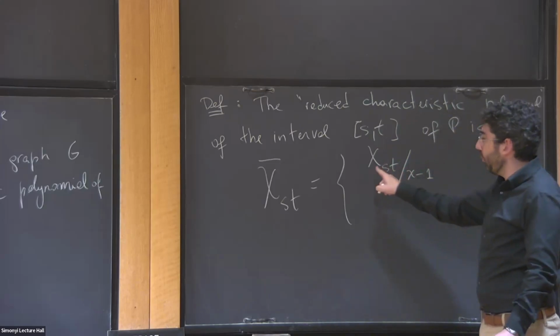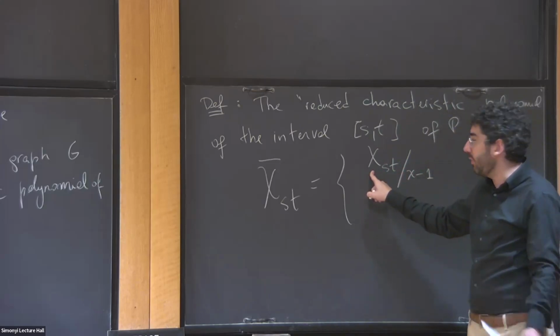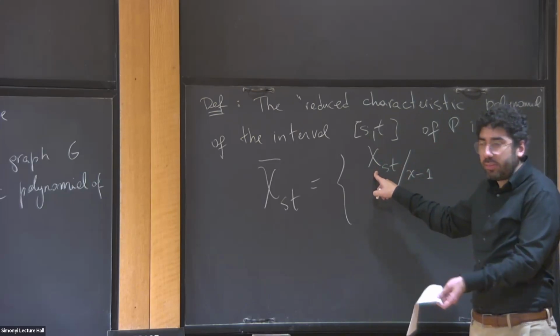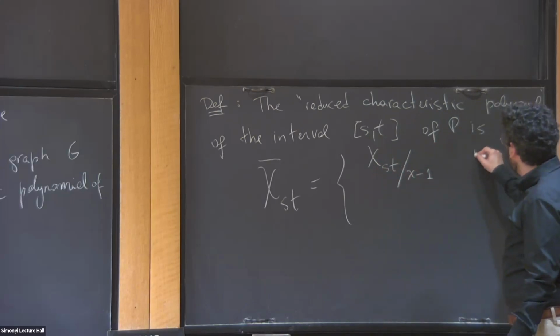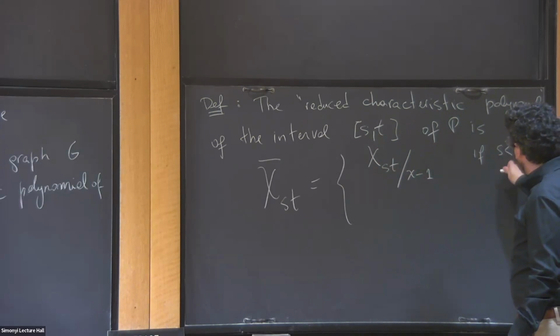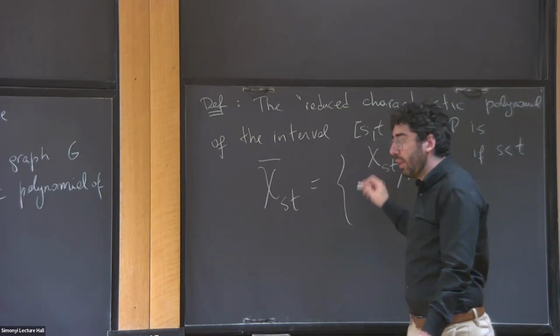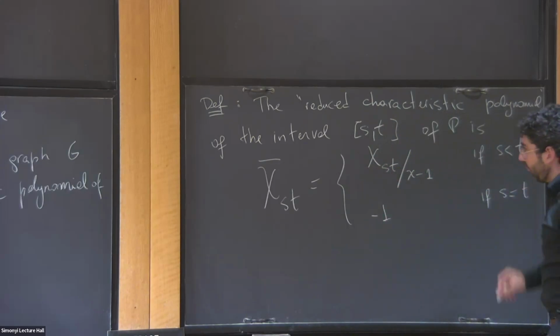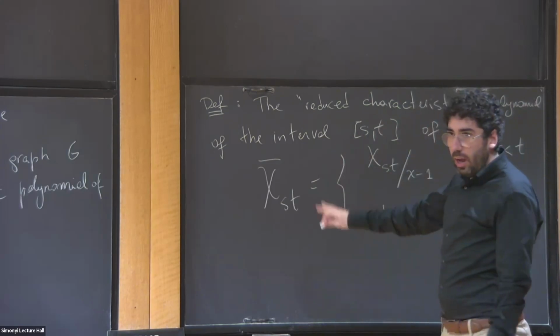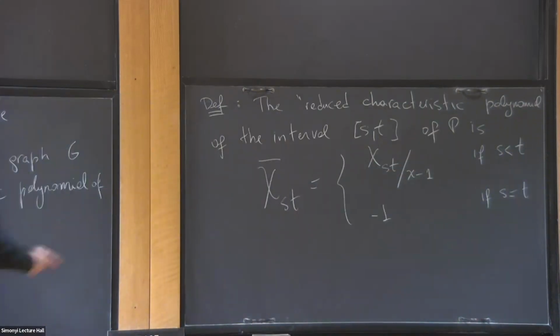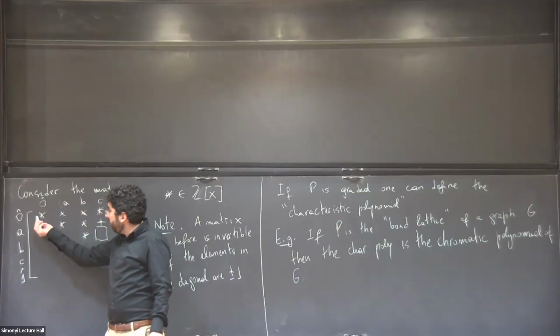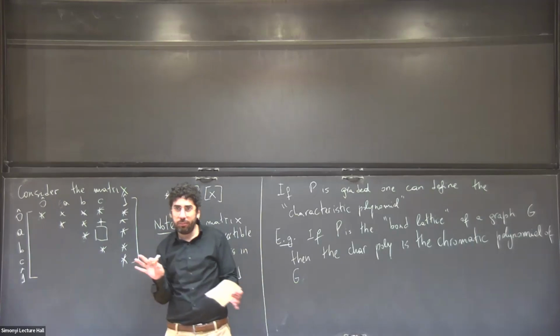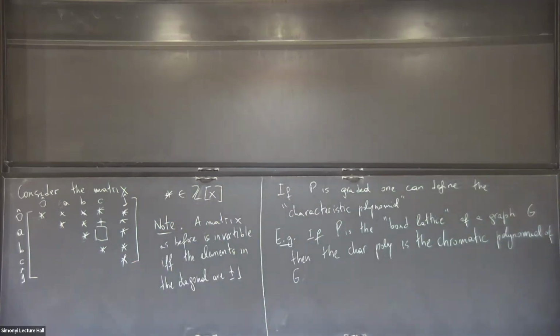You can always do this because a property of the characteristic polynomial is that if you evaluate it at 1, you always get 0, so you can factor out this term. But this is only possible whenever S is different from T. I will define this as minus 1 when S equals T. So I have defined an object on all intervals, which in terms of matrices would amount to a matrix in this form, with minus 1s in the diagonal. Is that clear?